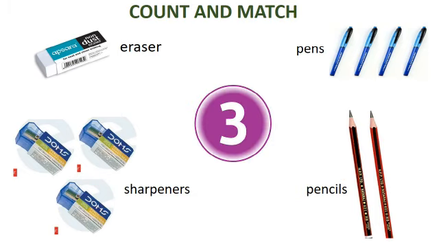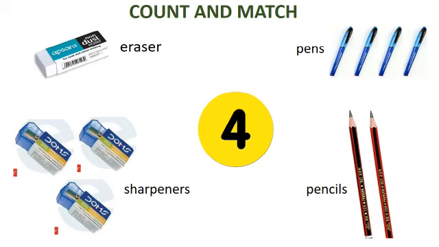In this picture, we see number 3. So children, quickly count the number of objects here and tell me to which object we have to match number 3. Excellent, children. We have to match number 3 to the sharpeners. Now in this picture we see number 4. So children, tell me where we have to match number 4. Yes, you are right. We have to match number 4 to the pens. As we can count, there are 4 pens in this picture.